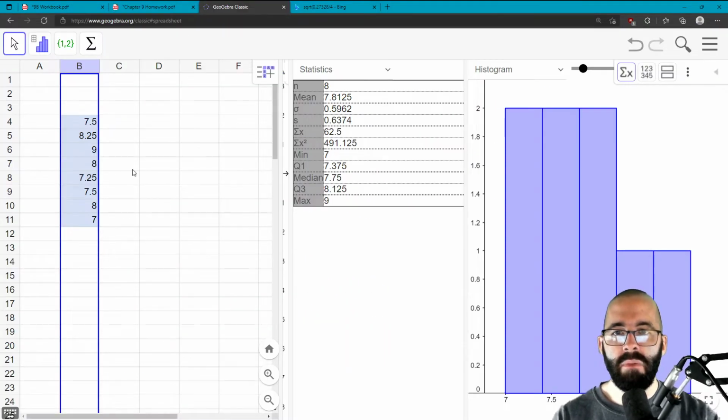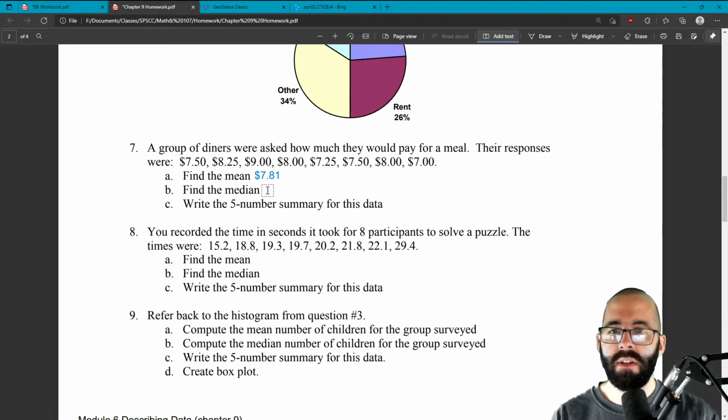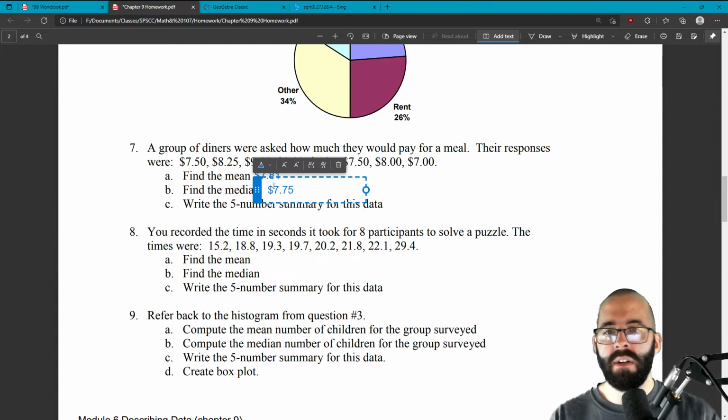The median is the middle value. You could reorganize these, sorting them smallest to largest, or you can use GeoGebra, and GeoGebra says the median is $7.75. Again, units are going to be important here as well.